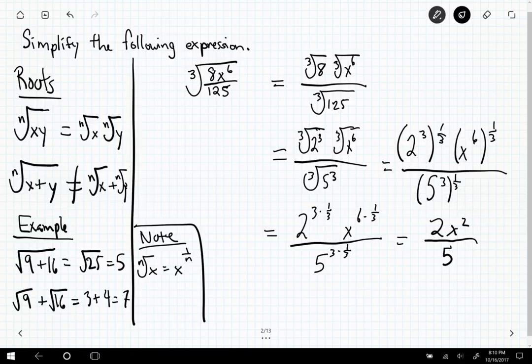And down below we have 5. And so that's our final answer for simplifying this thing right here. Okay, 2x squared over 5. A lot simpler than what we saw with the cube roots and all that nasty business. Okay, moving on to the next question.